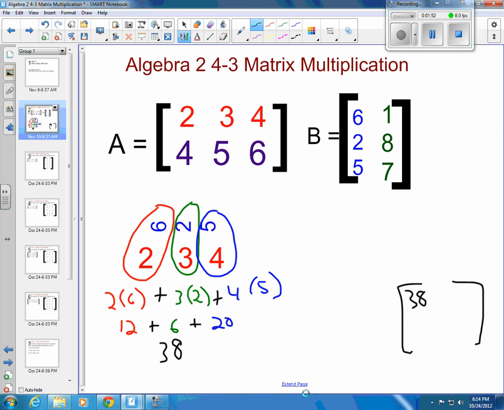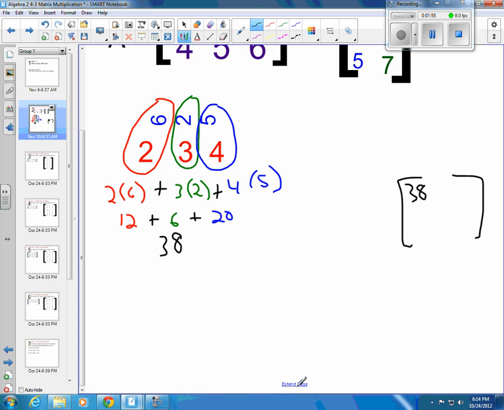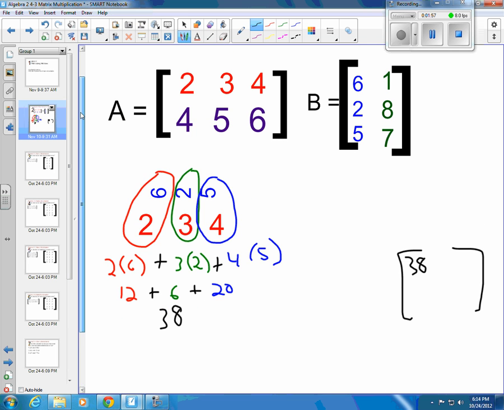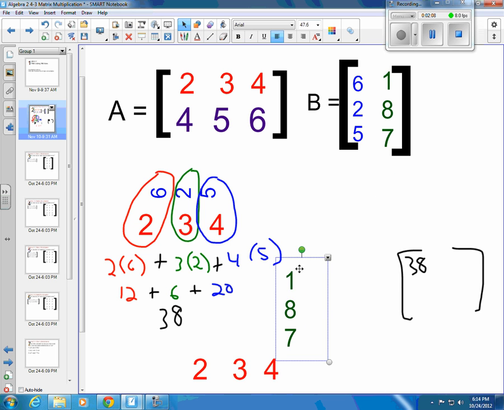This is a really long process, by the way. So another one of those long processes, not hard, but kind of weird at first and kind of complicated. Then I'm going to take my first row times the second column. First row, second column. And I'm going to flip that around.